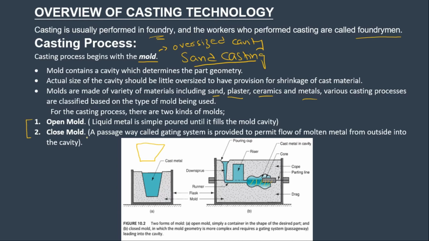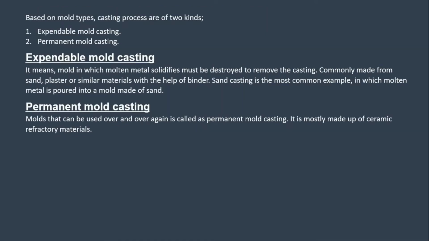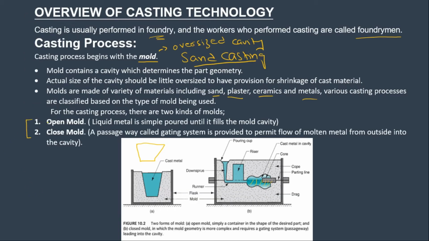While in the case of the closed mold, we have a somewhat complex structure. We have a passageway called a gating system, and we will see what the gating system is. It allows the flow of molten metal from outside into the cavity. So the closed mold is connected to the outside through a gating system, right? And we will see one by one what these parts are and what their functions are. So the first classification of casting based on mold was based on the geometry of the mold: either an open mold or a closed mold.